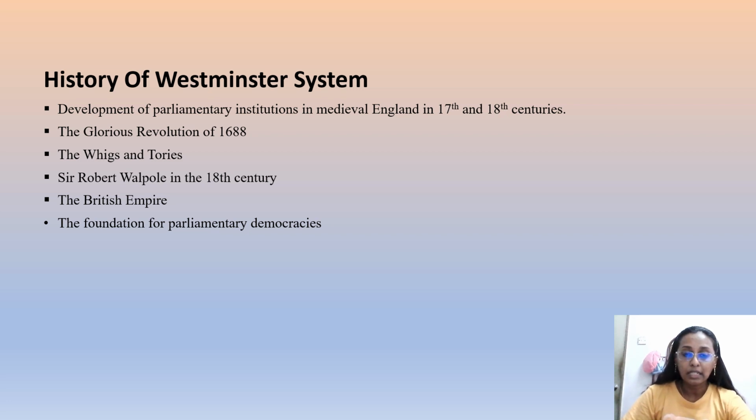The 19th and early 20th century witnessed reform acts that expanded voting rights, transforming the British political scene. The British Empire played a pivotal role in disseminating the Westminster system to its colonies, influencing the political structure of many nations worldwide. Post-independence, former British colonies, including Canada, Australia, New Zealand, and India, adopted and incorporated elements of the Westminster model into their own constitutional framework.